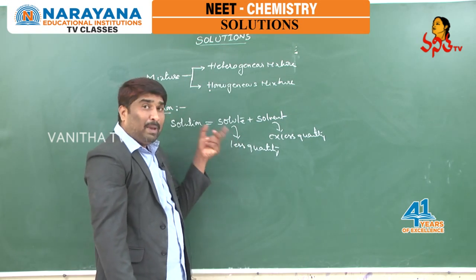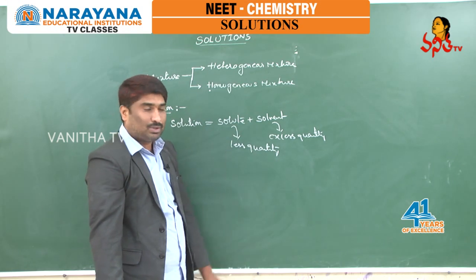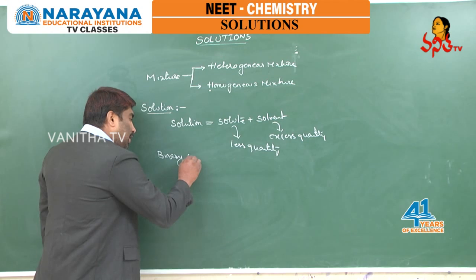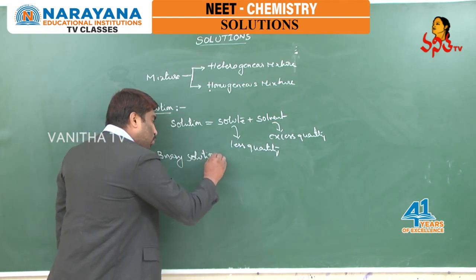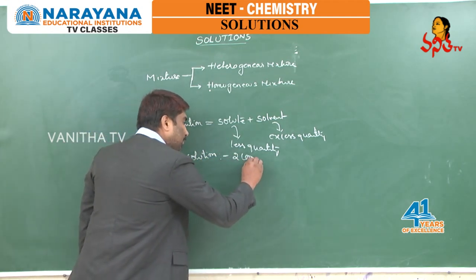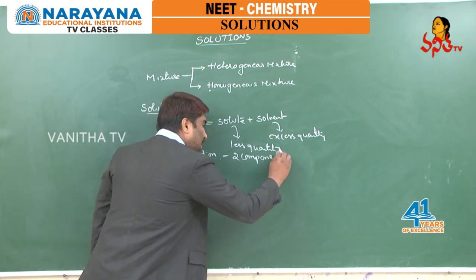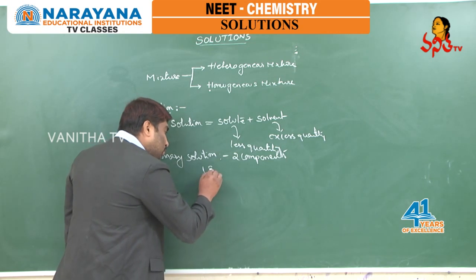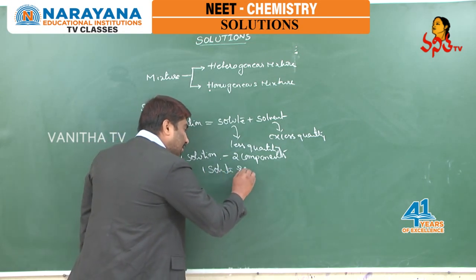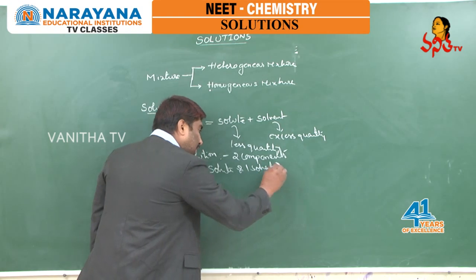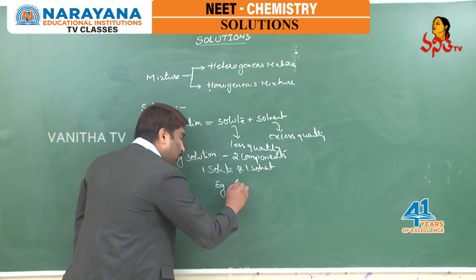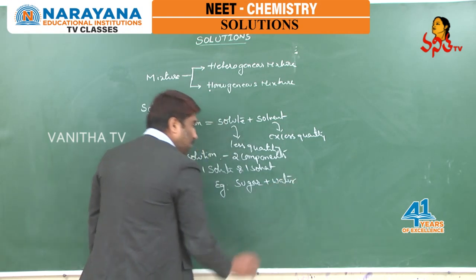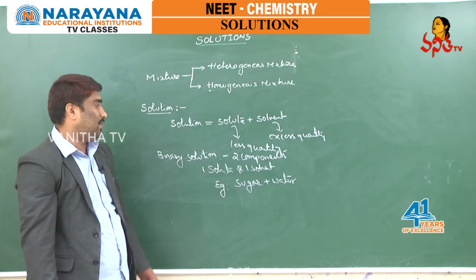A solution may contain one or more solutes. Coming to binary solution, a solution which contains two components is called binary solution. That means one solute and one solvent. An example for this is sugar plus water. Here sugar is the solute, and water is the solvent.